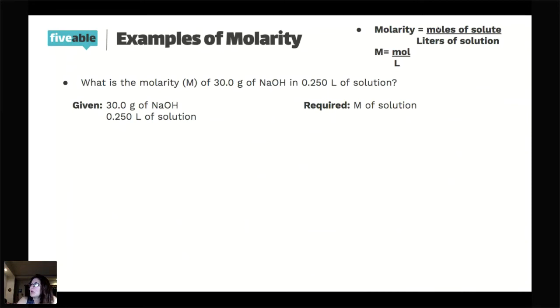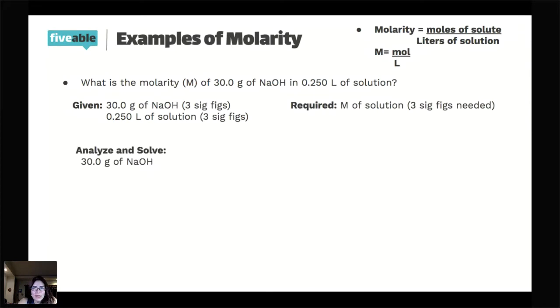If molarity is moles of solute, from which of these values can we get moles? From the grams, can we switch grams to moles? Or can we switch liters to moles? Okay, we are going to use grams to change it into moles.